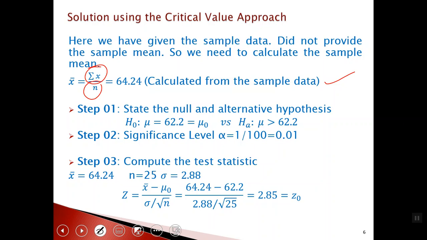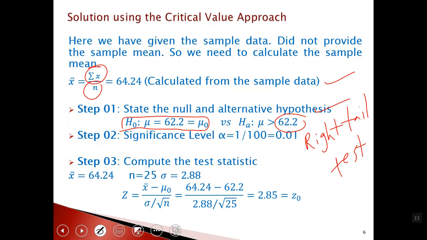Step number one, mention the null hypothesis and the alternative hypothesis. The null hypothesis is always mu equals mu naught. Here mu naught is 62.2. Then your claim, HA or the alternative hypothesis, is mu greater than this mean value. Greater than, that keyword, so you know this is a right tail test.